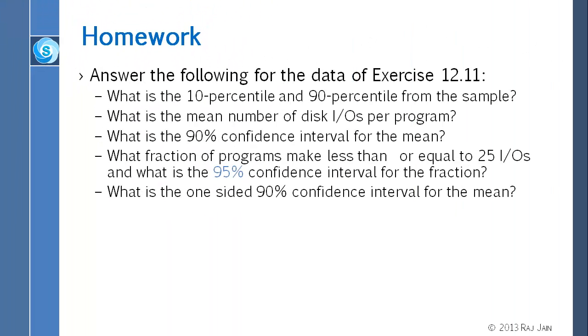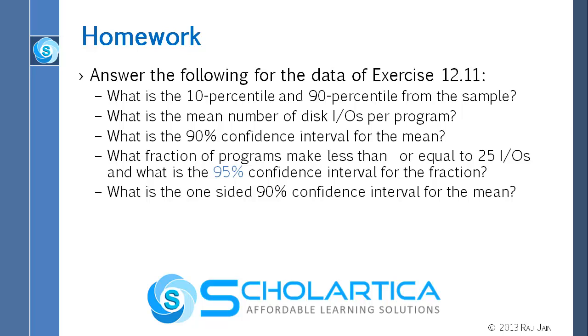All right. So here is the homework. For exercise 12.11, regardless of what the data is, you have to find the 10th percentile and the 90th percentile from the sample. So this is not the confidence interval. This is just calculating the percentiles. Sort the numbers and calculate the percentile. Then you get the sample mean and sample standard deviation, and you get the confidence interval. So they are different. Percentiles are different than the confidence interval.